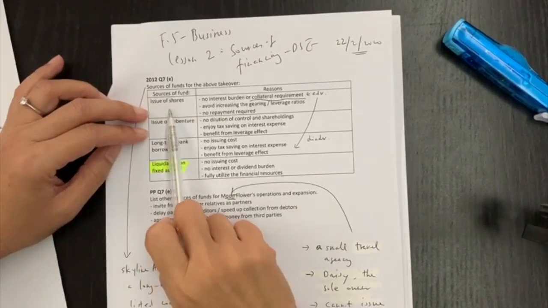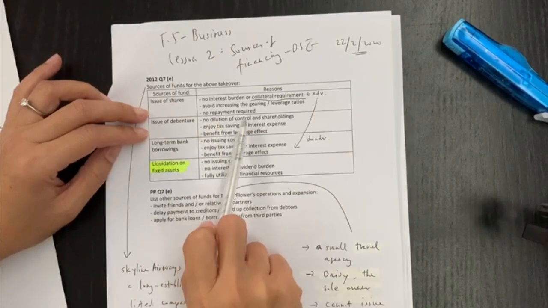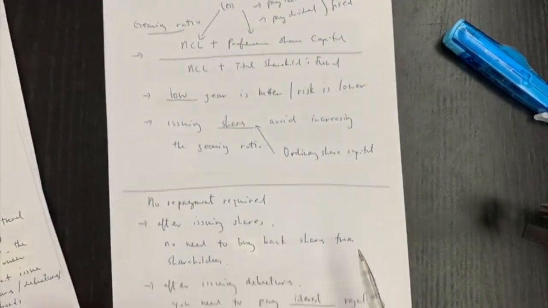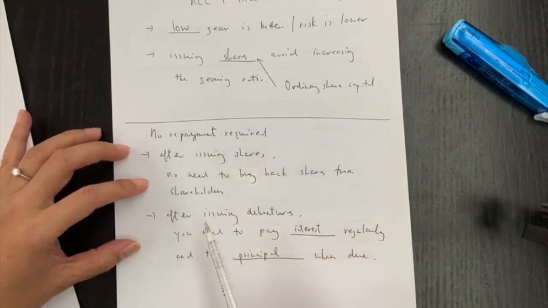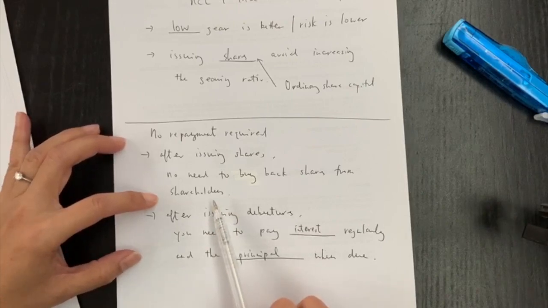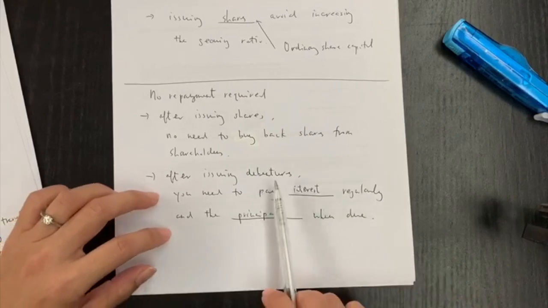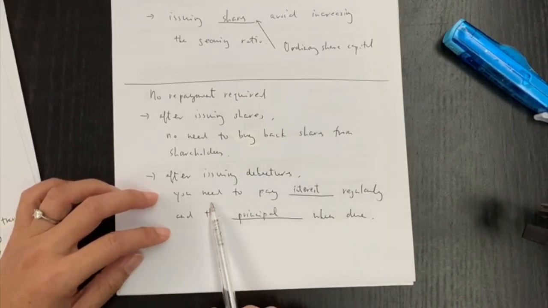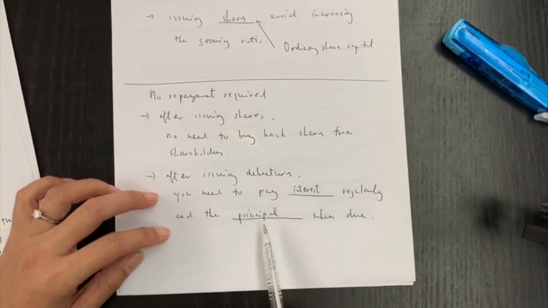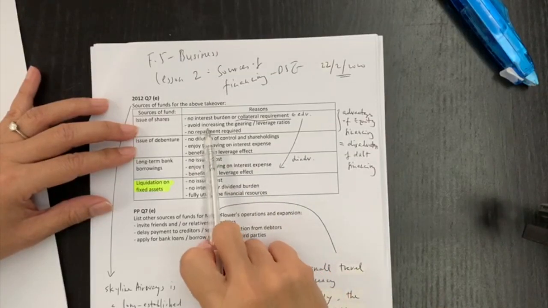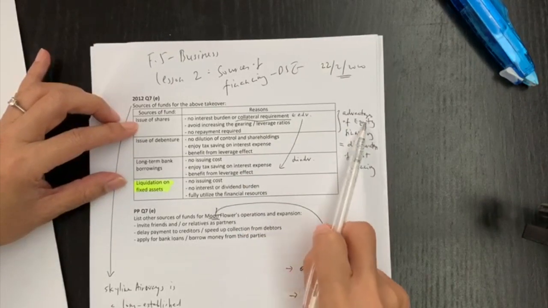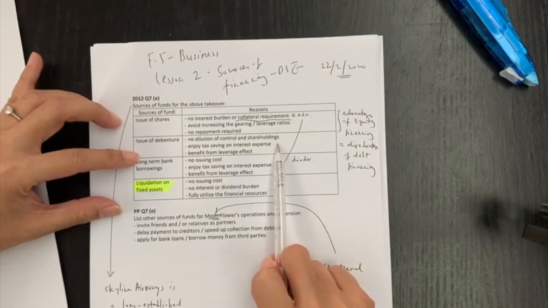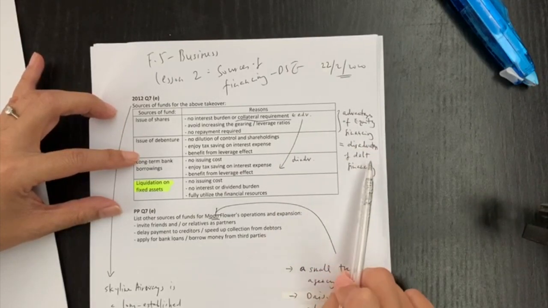All right, so another advantage of issuing shares is that no repayments are required. Let me explain it this way. No repayment required means after issuing shares, you don't need to buy back the shares you have issued. You can just keep the money after issuing shares. However, if you issue debentures or bonds, you need to pay back the interest regularly, and also the amount you borrowed, which is the principal, when it is due. The conclusion is that the advantages of equity financing, because issuing shares is the same as equity financing, will be just the opposite, which is the disadvantages of debt financing.